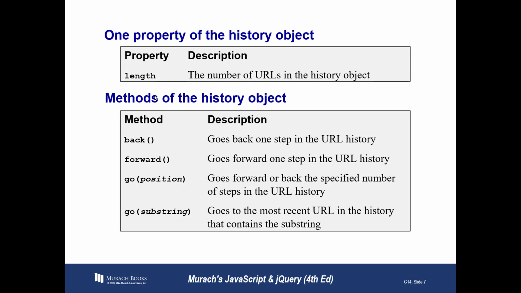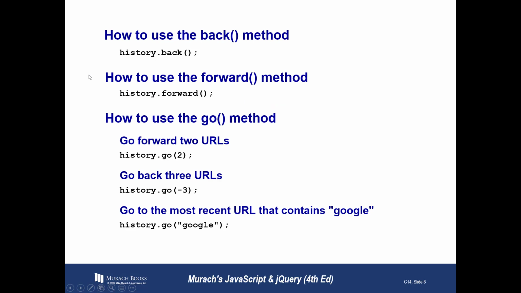All right. The length property of the history object, as it says, is the number of URLs that are in there. And the rest of the stuff, basically, is kind of positional. So you can call back to go back one, forward to go forward one, go, where you give it a number, and then it goes back or forward, backwards if it's a negative number, forwards if it's a positive number, and go with a substring, which goes to the most recent URL in the history that has that substring in it.